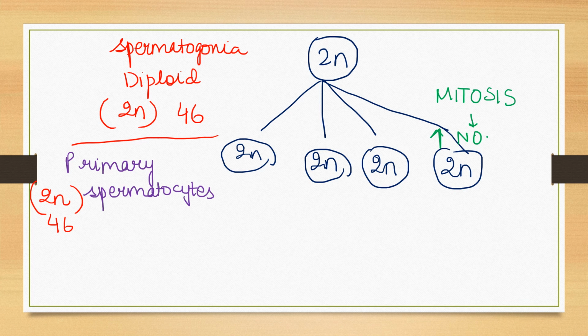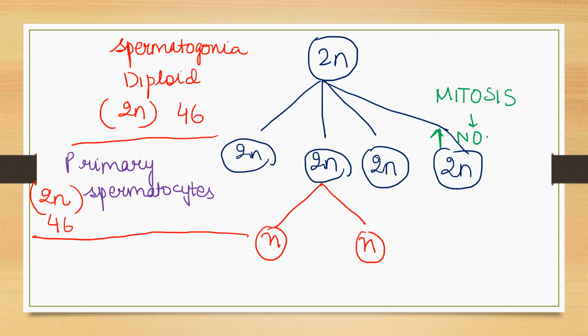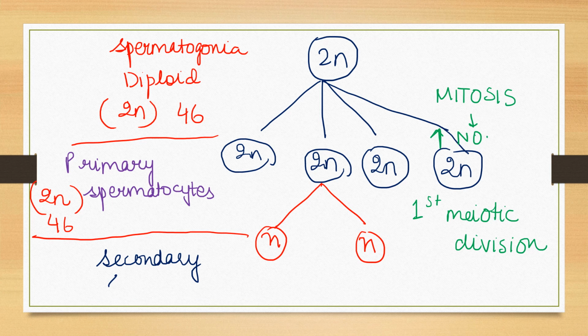So now it's time to divide them. After some time, they undergo division. How do they divide? They divide meiotically. The first meiotic division takes place at the primary spermatocyte stage, and these primary spermatocytes meiotically divide to form secondary spermatocytes. These secondary spermatocytes are haploid because meiosis took place here. So these are haploid cells which have 23 chromosomes in them.